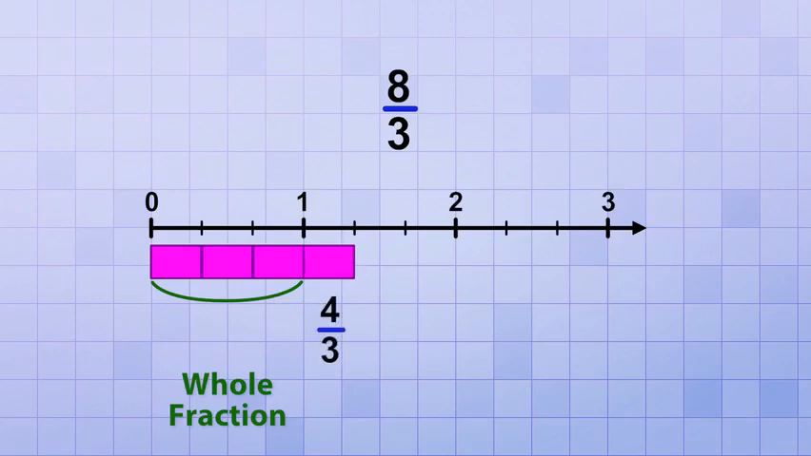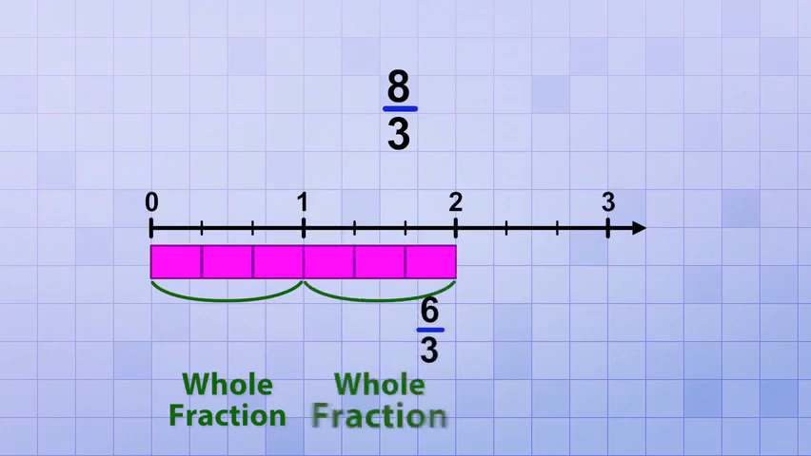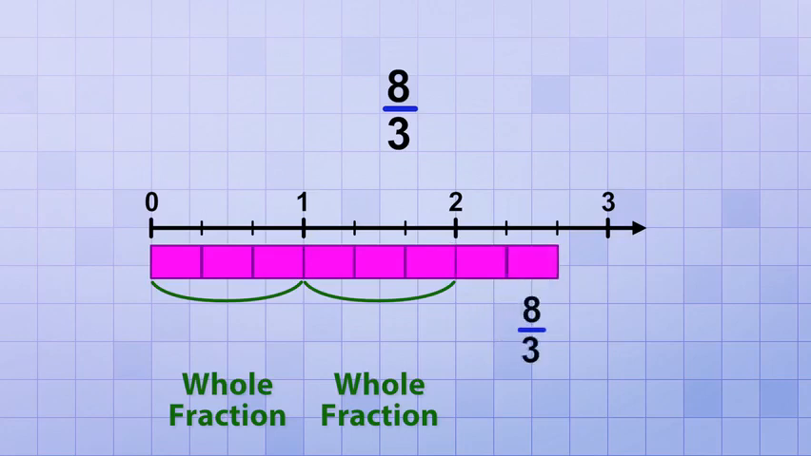Next we have 4/3, 5/3, 6/3. Oh, we just formed another group of 3/3. That would equal a whole fraction also. Let's note that and continue. 7/3 and 8/3. As we noted, 8/3 actually contains 2 whole fractions. Each of those whole fractions simplifies to 1.